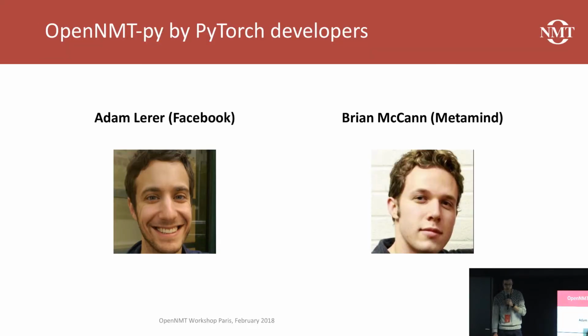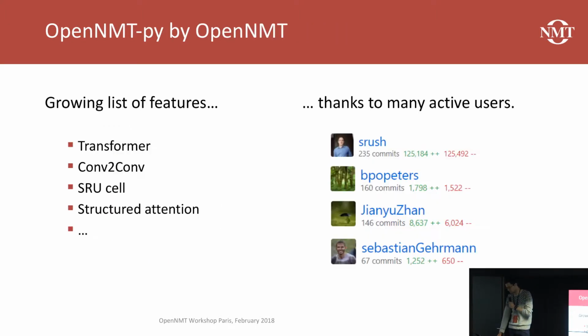And actually, we didn't need to catch up at first because it was done by the PyTorch developers, who released a light version of OpenMT in PyTorch, mostly as an example of implementing NMT with this framework. So it was proposed by Adam Lehrer from Facebook and Brian McCain from MetaMind, and they released a very simple version of this project. But a few weeks or even months later, we took the project in charge, and we added lots of new features, including the transformer model, the convolution approach, new types of cells, and also advanced attention models. And that was thanks to many active users that are here today, and we also give a presentation this afternoon.